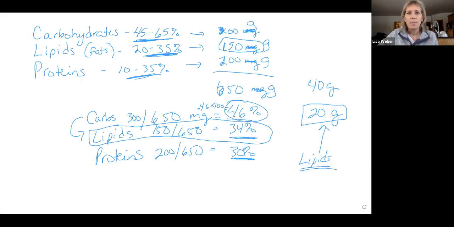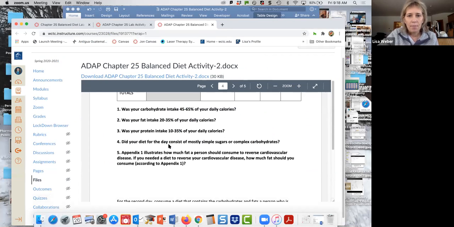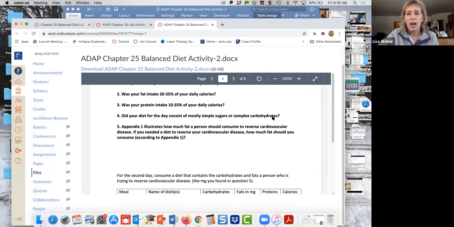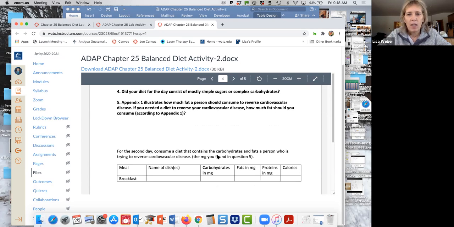There are other questions that you might have on here. We're looking at the carbohydrates, because not all carbohydrates are created equal. There are simple carbohydrates and complex carbohydrates. The simple carbohydrates are way too easy for your body to break down, and it takes like no energy at all to break those down. Simple carbohydrates will be very easily converted into lipids. So complex carbohydrates are much better.